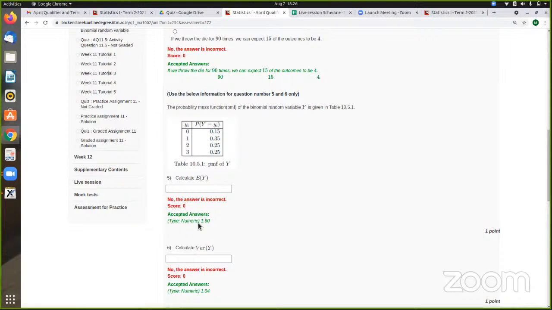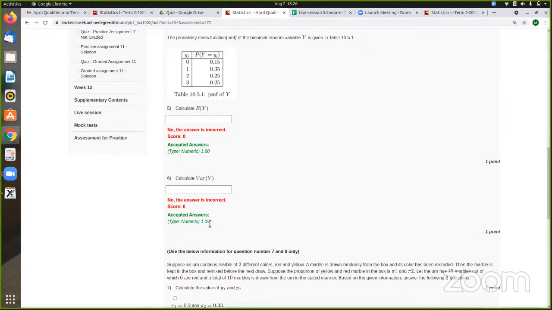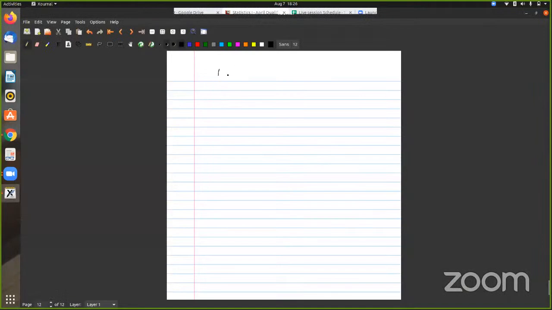So this is the value you got from n into p, expectation minus p, right? No, this is the value I got from first principles, this 1.04. This is the value I got from the formula expectation of y square minus expectation of y whole square. So you did it this way and got 1.04, you are saying. Yes. Okay, can you tell me the values here?